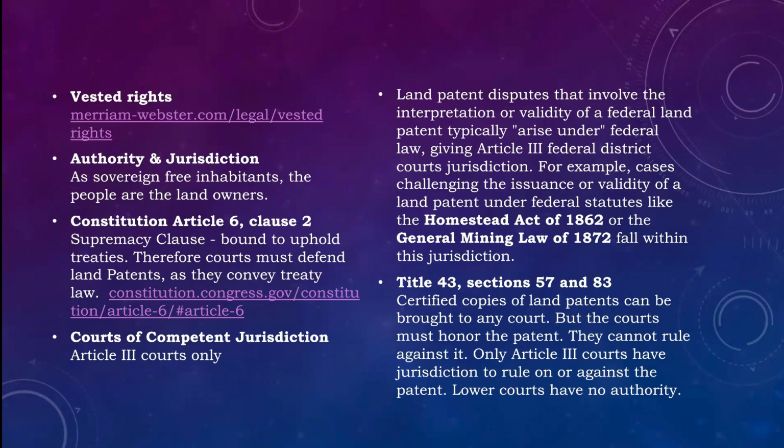Certified copies of land patents can be brought to any court, but the courts must honor the patent. They cannot rule against it. Only Article 3 courts have jurisdiction to do that. Lower courts have no authority to do that. However, they not only have the authority, but they must admit the evidence by certified copy of a land patent if you bring it into that court. So if you choose to bring the land patent into a court case, you can use it to move the case due to a federal question about private property right to federal court, because the state court has to allow the certified copy of land patent as evidence.